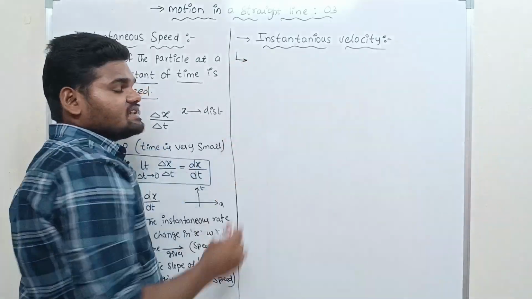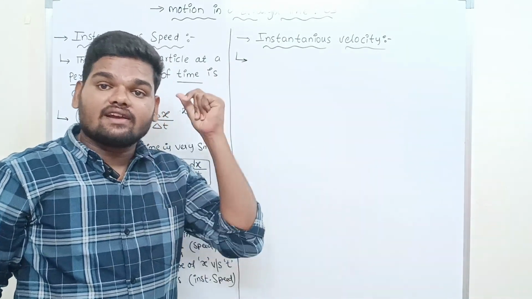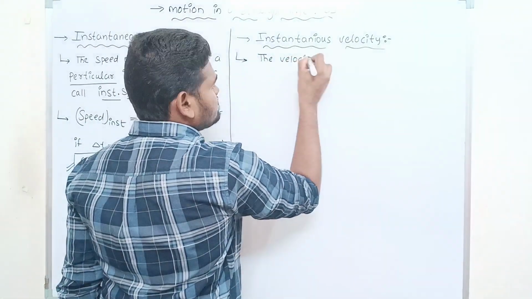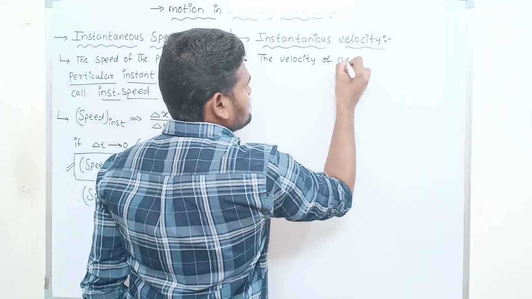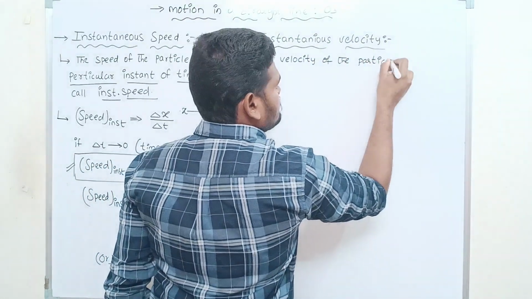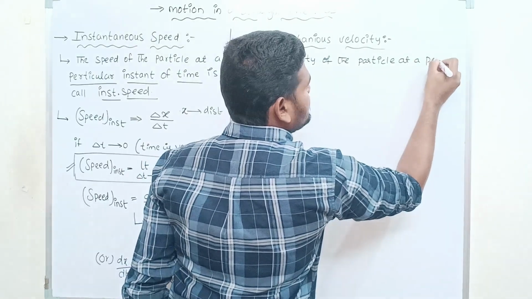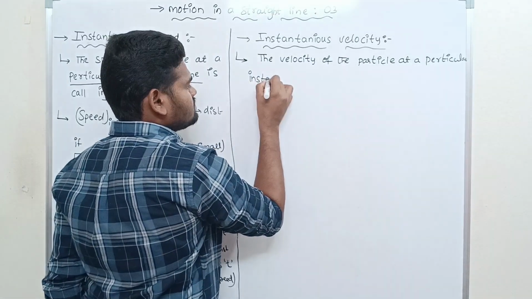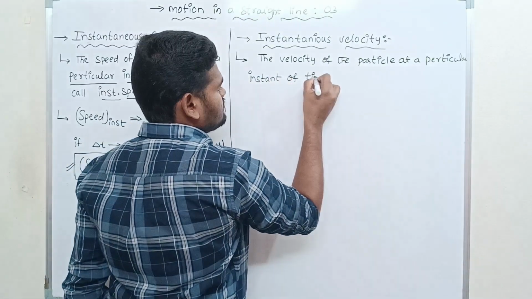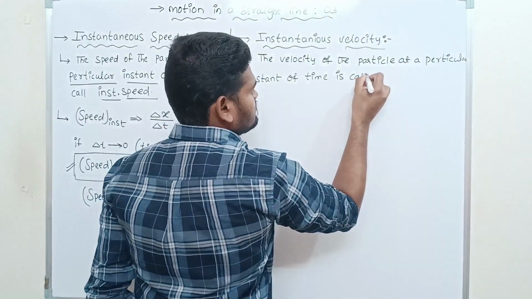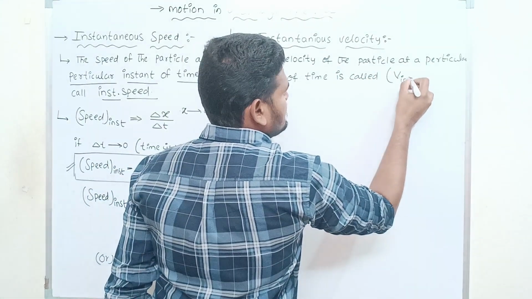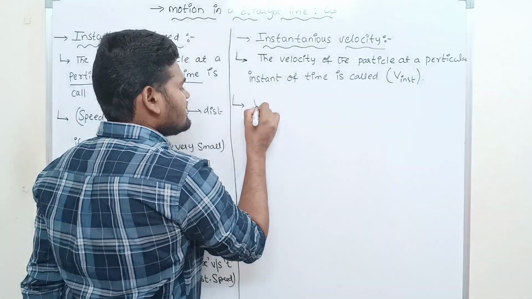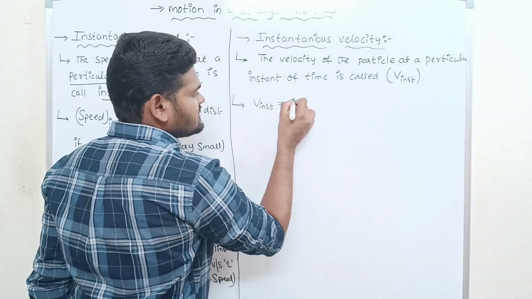Now coming to here. What is instantaneous velocity? The velocity of the particle at a particular instant of time is called instantaneous velocity. Have a look. So what is instantaneous velocity?